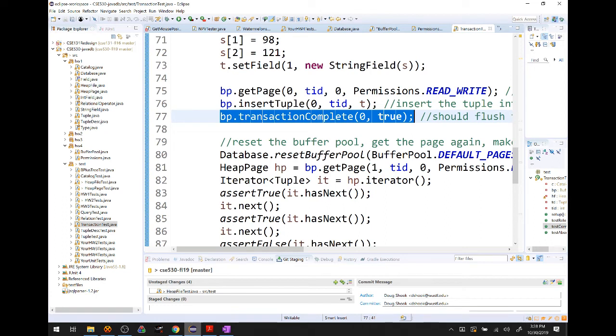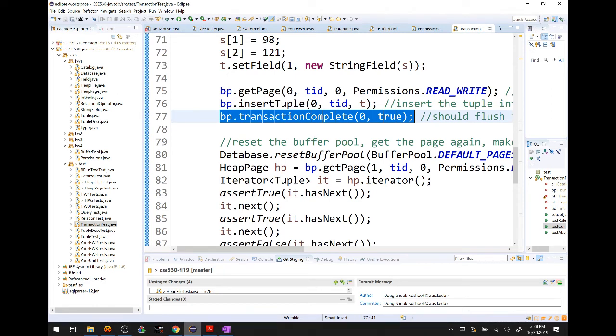I grab a page, I insert a tuple to that page. I check to see if the tuple is in the file. Would I see it? No, I don't see that tuple until that transaction is committed. A transaction commit is what makes that operation permanent. It's very, very important.